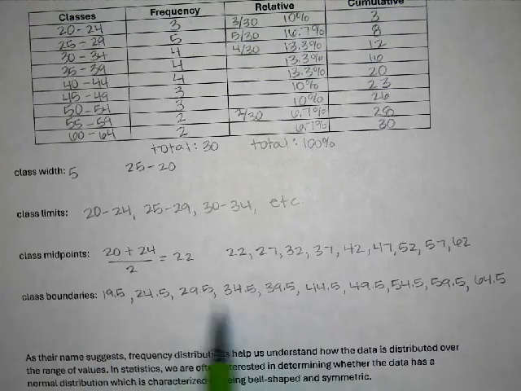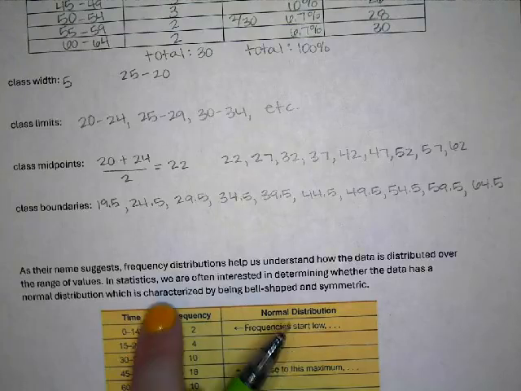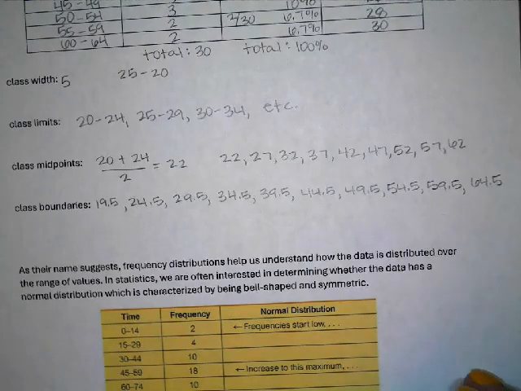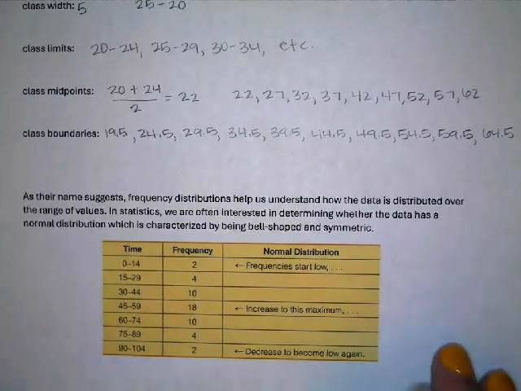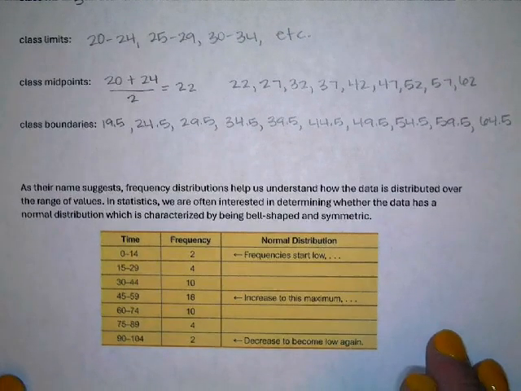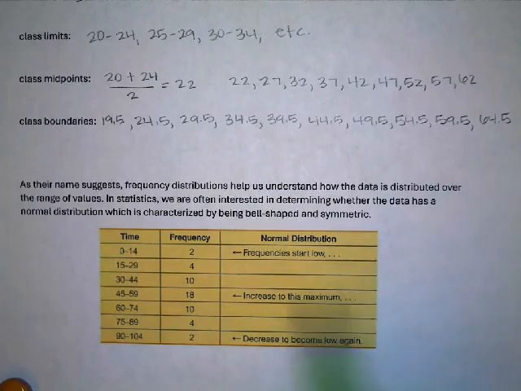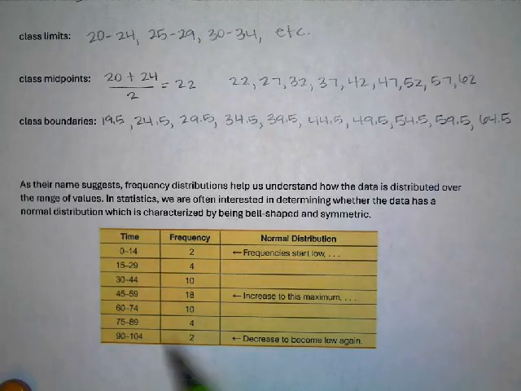All right, so as their name suggests, frequency distributions help us understand how the data is distributed over the range of values. In statistics, we are often interested in determining whether the data has a normal distribution, which is characterized by being bell-shaped and symmetric. So what bell-shaped means is the majority of the data is in the middle, with the very middle being the most data. And then you can see that the classes that represent the largest numbers and the classes that represent the smallest numbers have lower frequencies.